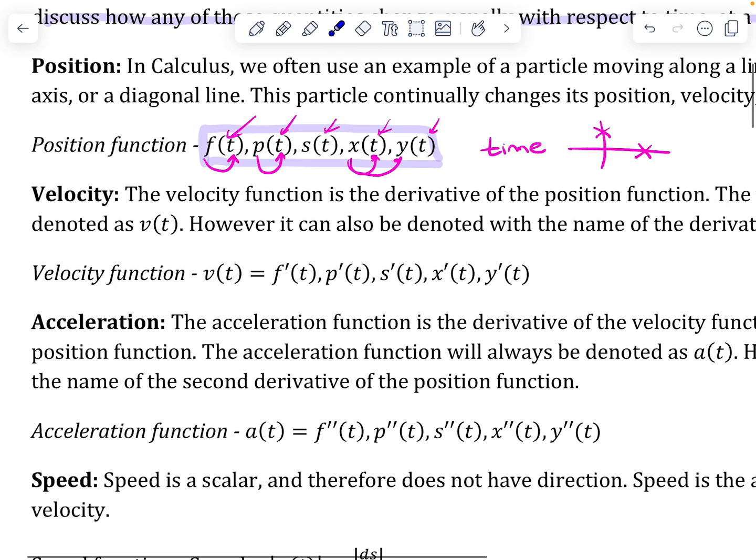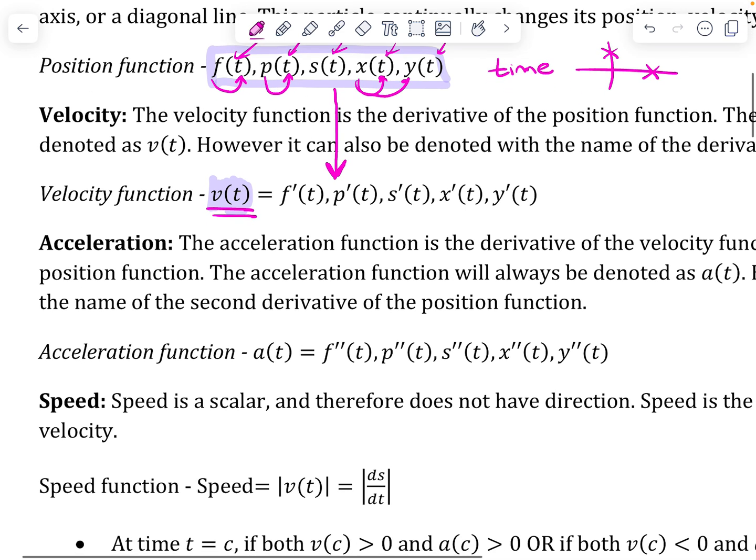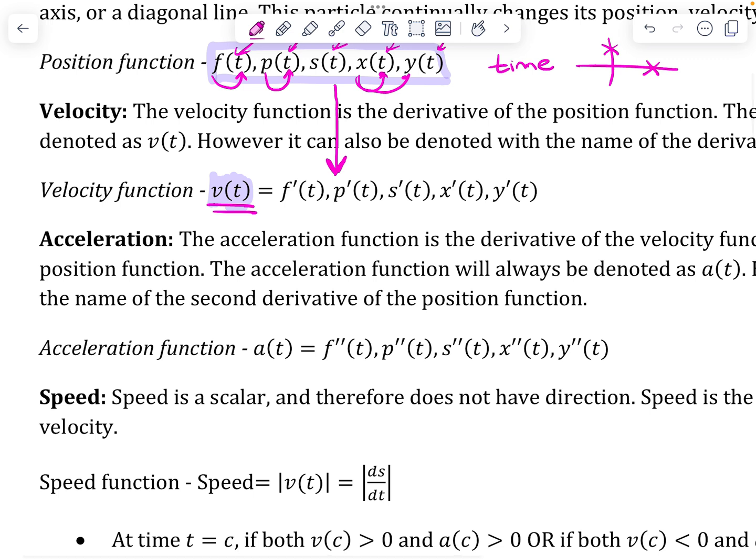Okay, and then we've got our velocity. Our velocity is going to use v of t, velocity at a certain time. But the way that we find velocity is by using the derivative. So if you take any of these equations and take their derivative, you are now looking at the velocity. Okay, and now this is the fun part. This is the acceleration. The acceleration is the double derivative. It's the derivative of velocity, or take the derivative twice from the original function.